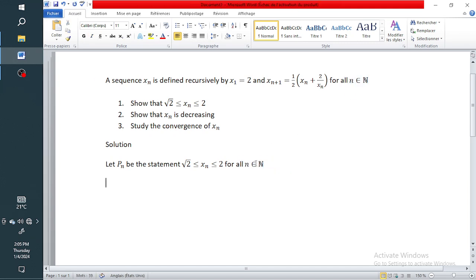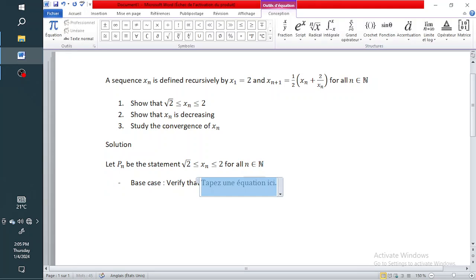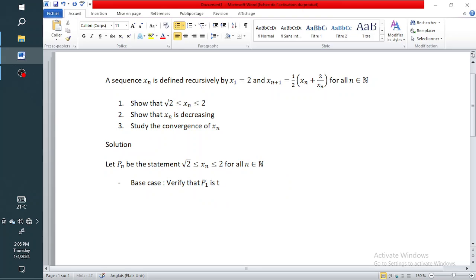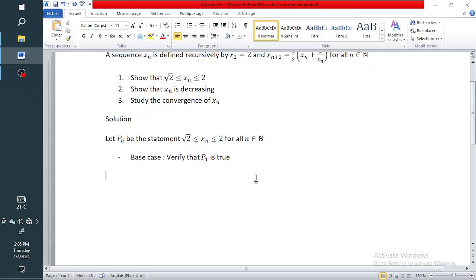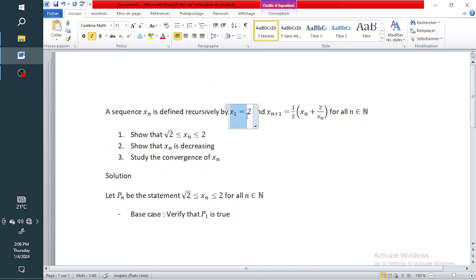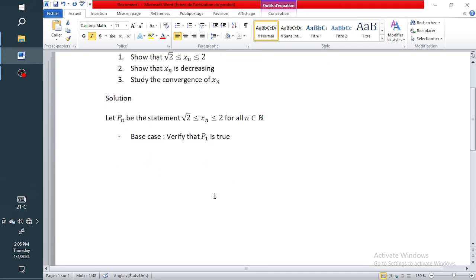Now, to prove by induction, the first thing to do is to verify the base case, where we verify that the statement is true for the first value of n. The first value of n is 1, so we need to verify that P1 is true. But our P1 is simply the statement root 2 is less than or equal to x1 less than or equal to 2. Since we were given x1 as 2, the inequality holds, right?